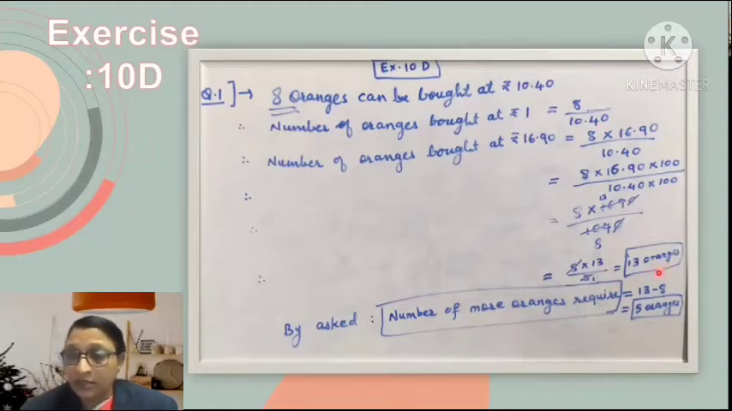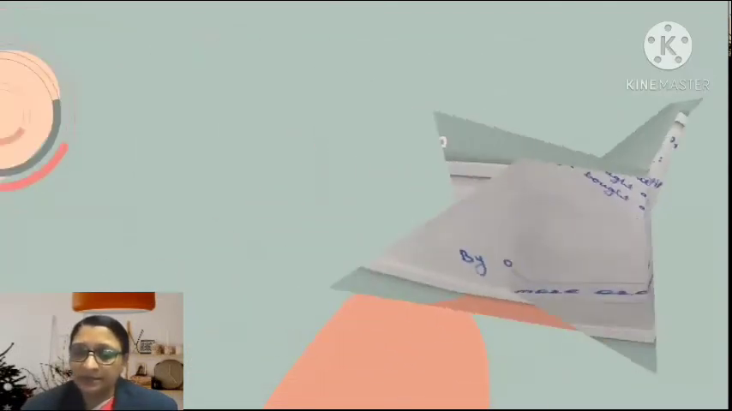But here, this is the number of oranges bought at 16.90 rupees. We need to calculate the more number of oranges required. From the 13 oranges, we will subtract the already existing oranges. So 13 minus 8 is equal to 5 oranges are required more. Let's go with the next example.